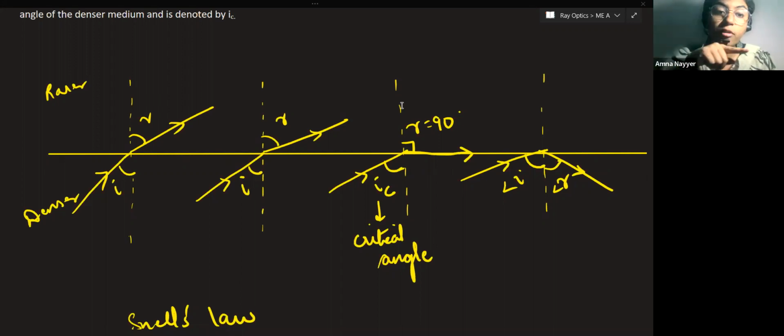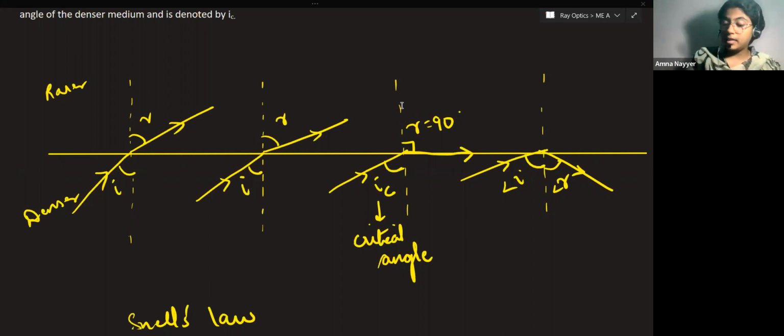First condition: from where did the ray start? It traveled from the denser to the rarer medium. So you have to have the rays going from the denser medium to the rarer medium. You will not have the rays traveling from rarer to denser in any case. If that occurs, you will not get such a condition. So the first condition is from denser to rarer medium.